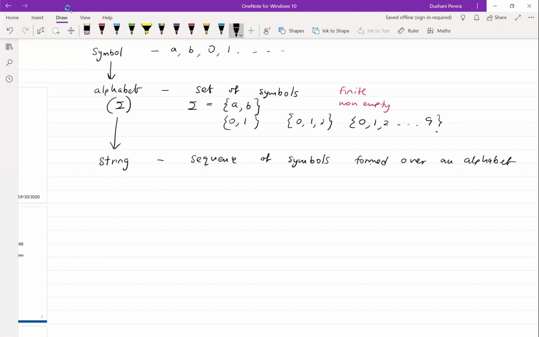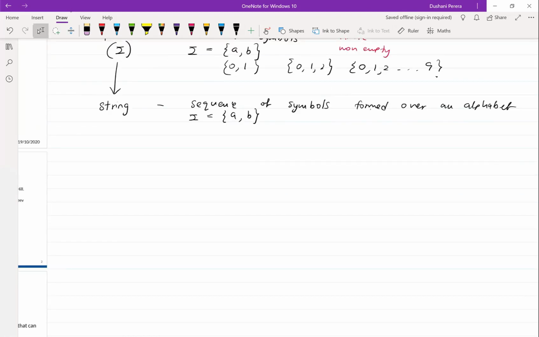That is, let's take for example our alphabet sigma is equal to {A, B}. So what are the sequences of symbols that we can form over this alphabet? We can take A. A is a sequence of symbols that we can form over this alphabet. Then we can take B, or we can take AA, or we can take AB. You get it? Or we can take BB, anything. Sequences of symbols that we can define or generate from a particular alphabet. This is called a string.